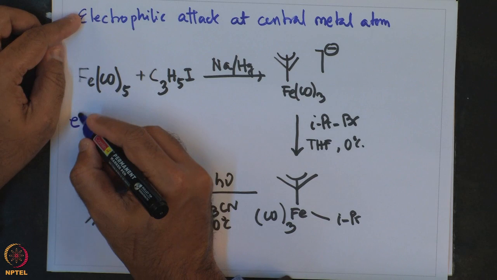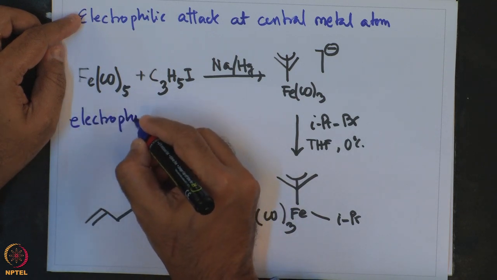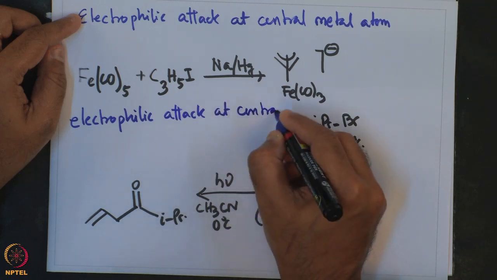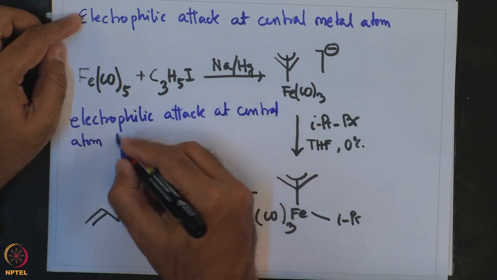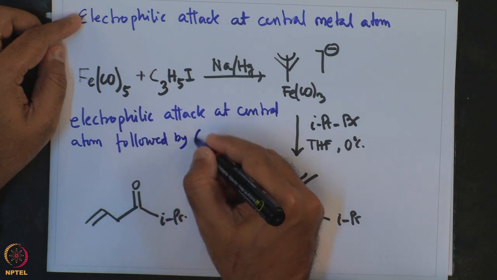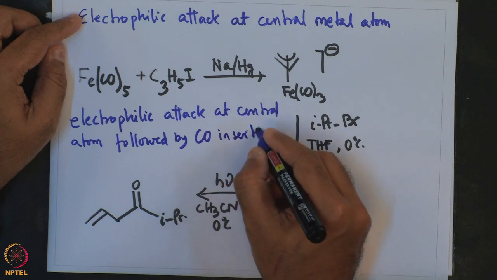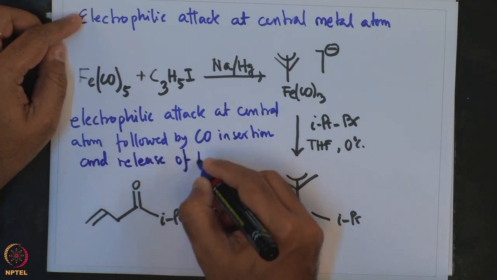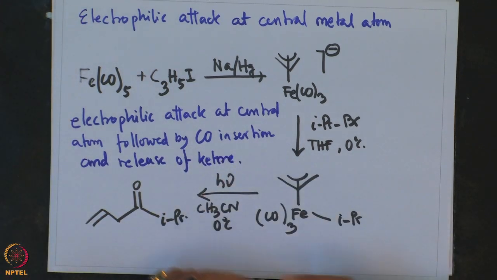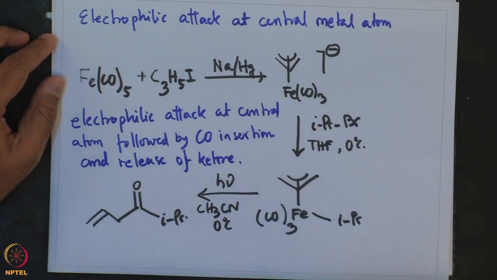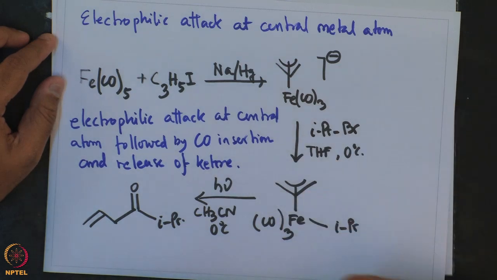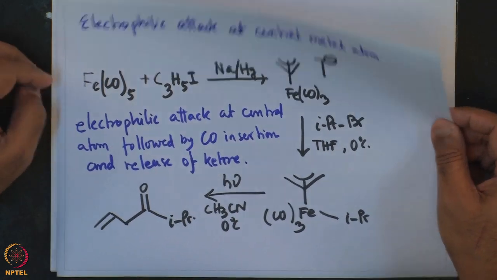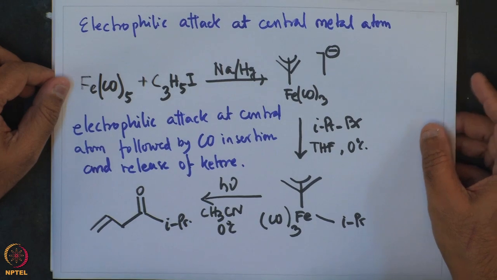So, the take-home message is the electrophilic attack at central atom followed by CO insertion and release of ketone. So what we see is that in this particular reactivity, one can generate ketone by CO migratory insertion, and that in the preceding step one can undergo an electrophilic attack onto an η3-bound transition metal allyl anion, which subsequently can also be generated by the reaction of iron pentacarbonyl with allyl iodide.